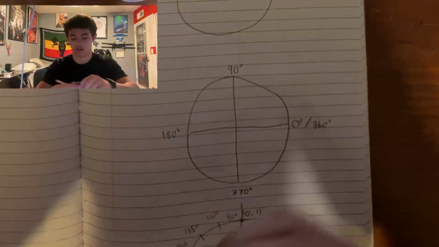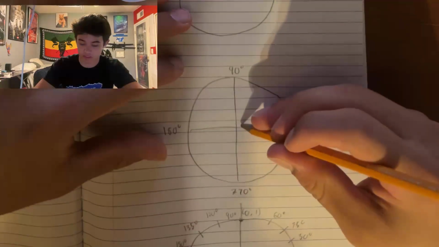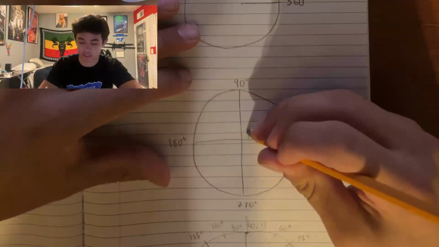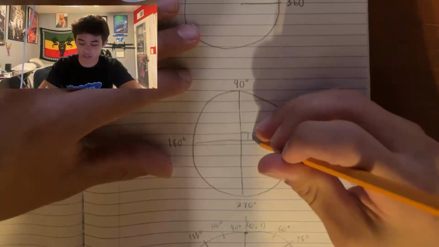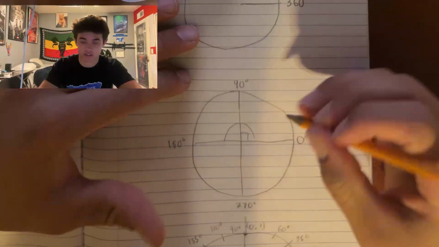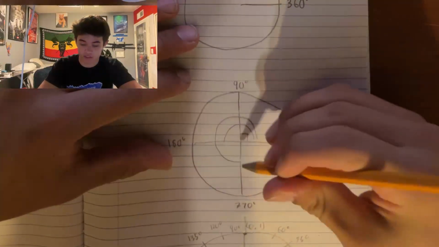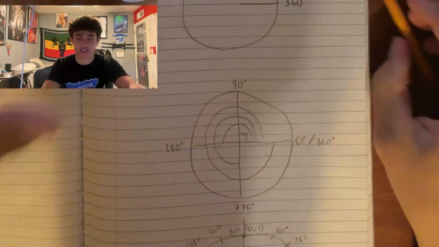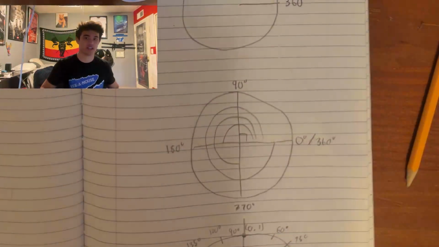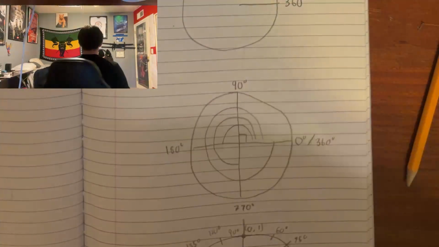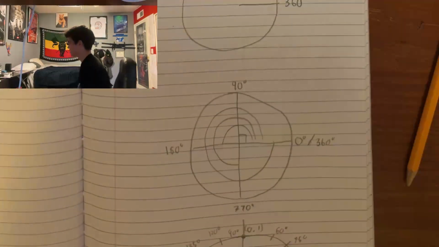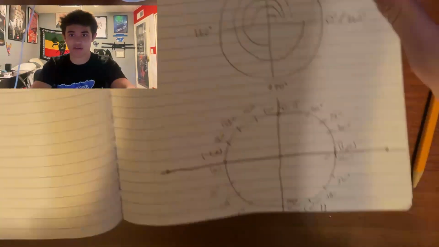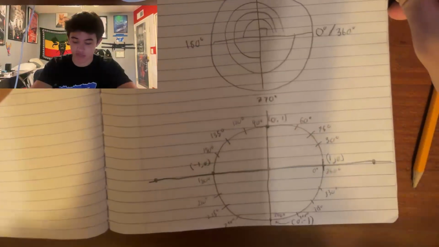So let's say we're looking at the angle from this line. Just like that, that's 90 degrees. If I go like that, that's a 180 degree angle. That's a 270 degree angle. That's a 360 degree angle. Same thing if I was turning in my chair: 90 degrees, 180 degrees, 270 degrees, 360 degrees. That's the circle.